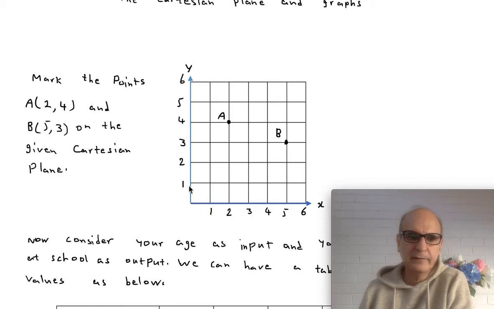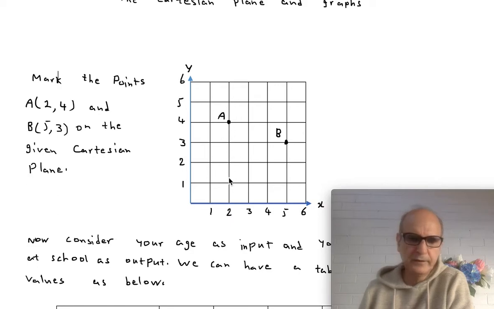And then from that point, you go up by 4. That's 1, that's 2, that's 3, that's 4. So you end up at that location. So this location shows the point A with an x value of 2 and a y value of 4.